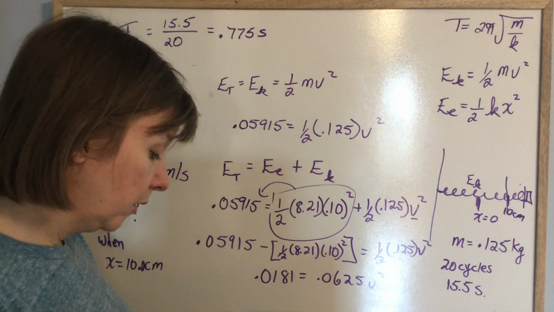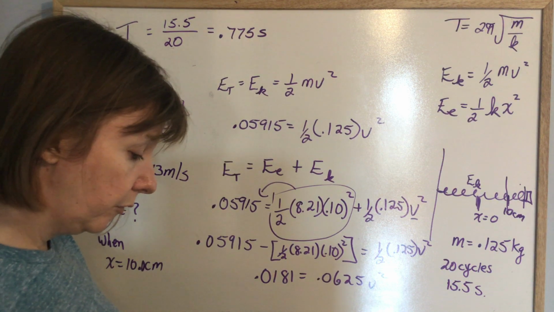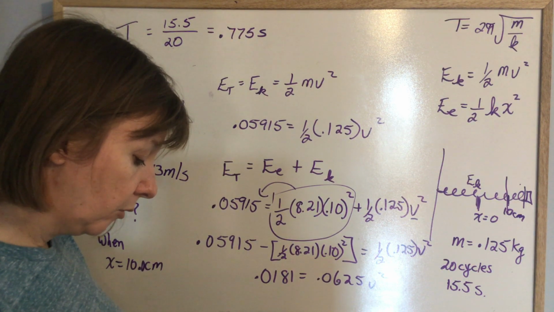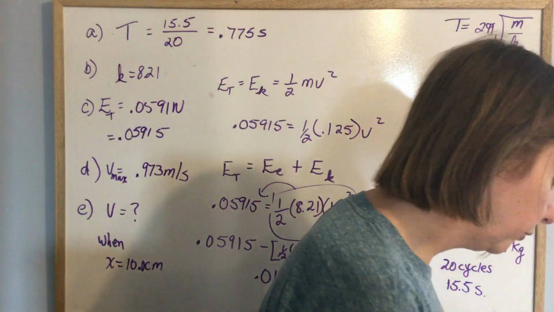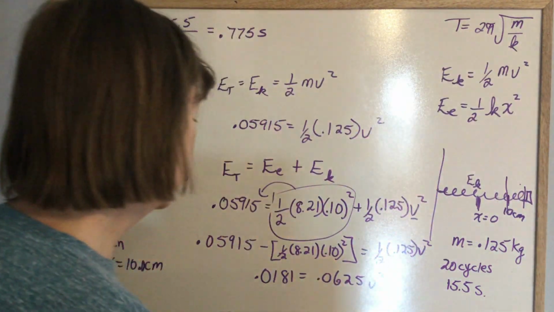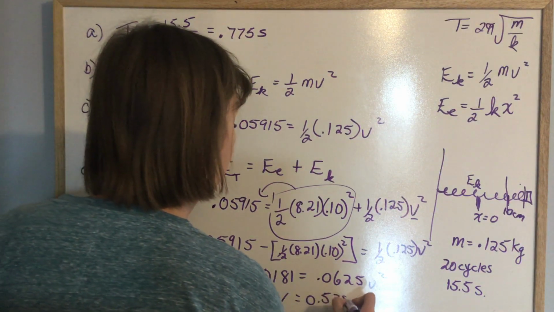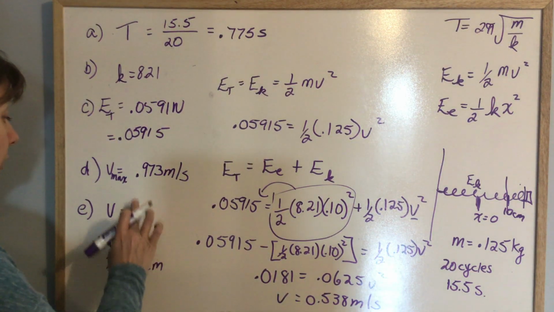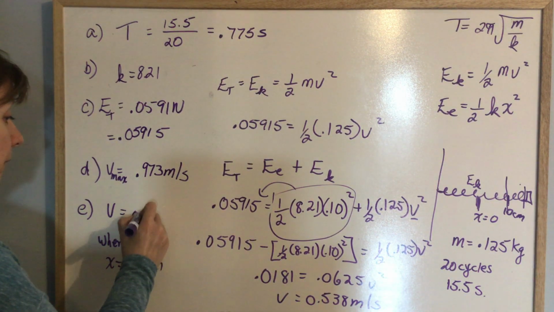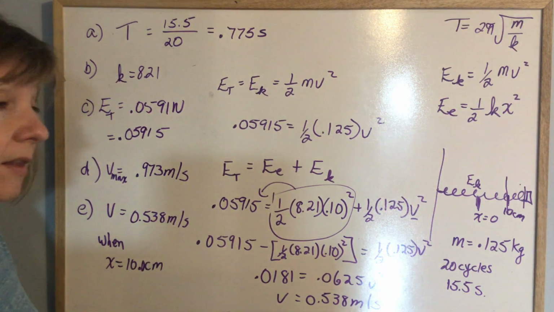So 0.0181 divided by 0.0625, take the square root of that, and I get 0.538, because there are 3 significant figures, 0.538 meters per second. So that is how fast it's going when it's 10 centimeters away.